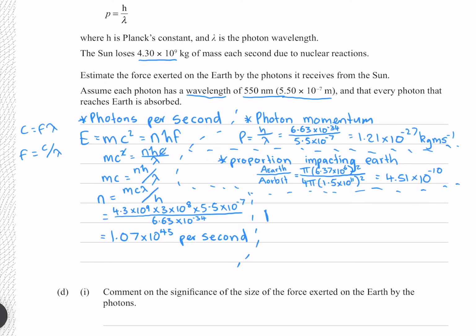Now, the force experienced by the Earth can be written as the change in momentum divided by the duration over which it changed. For a duration of 1 second, the change in momentum is going to be the number of photons multiplied by the momentum of each photon multiplied by the proportion of them impacting the Earth, which gives me 5.84 times 10 to the 8 newtons.